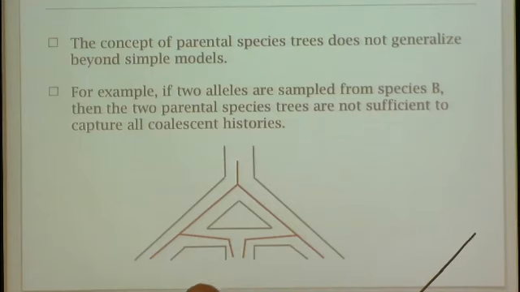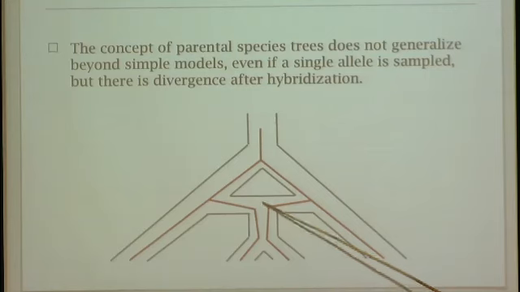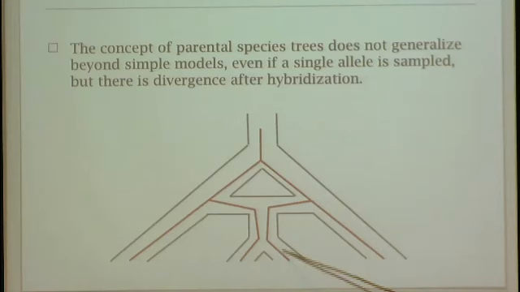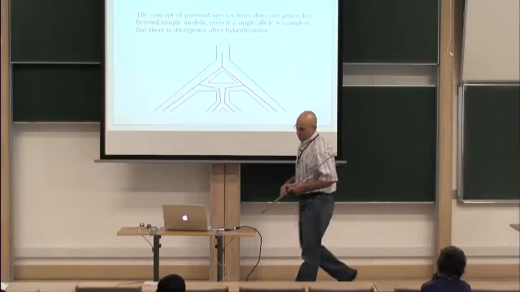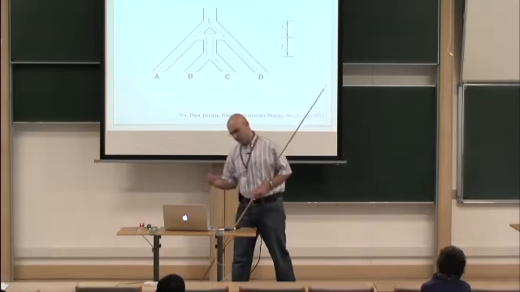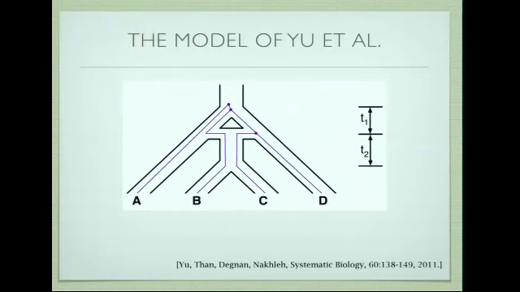The other case, you don't have even to invoke multiple alleles: if you have hybridization and you have divergence, and you take one allele from here, one allele from here, again, you can go left and right at the same time for two different alleles, in which case that parental species tree where it's either B on the left or B on the right will not work. We ourselves tried to fix that, or to generalize that to this case.